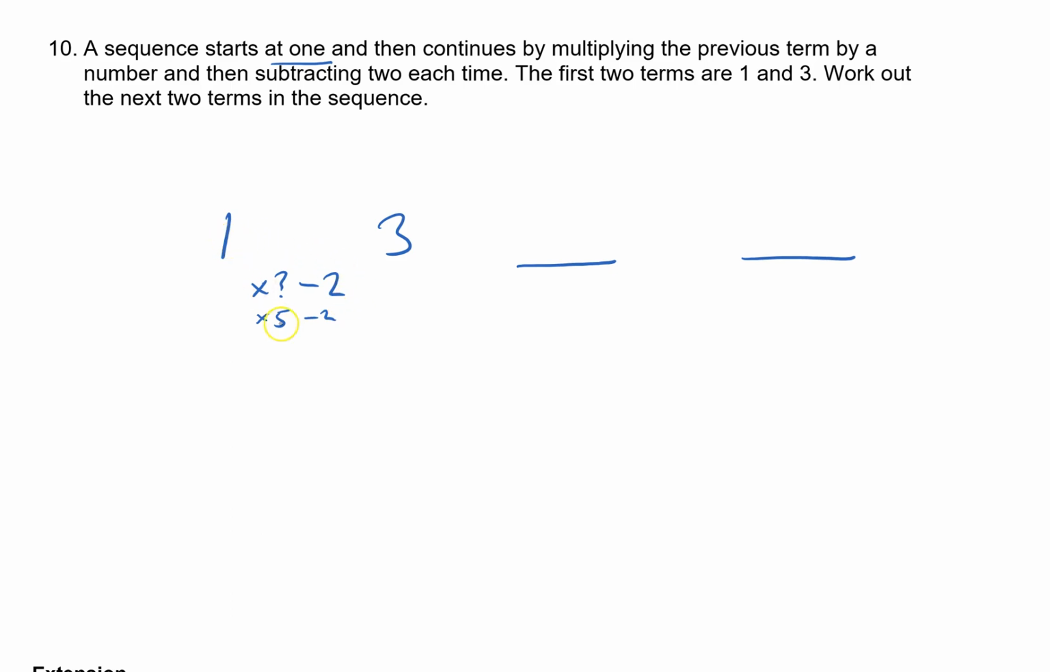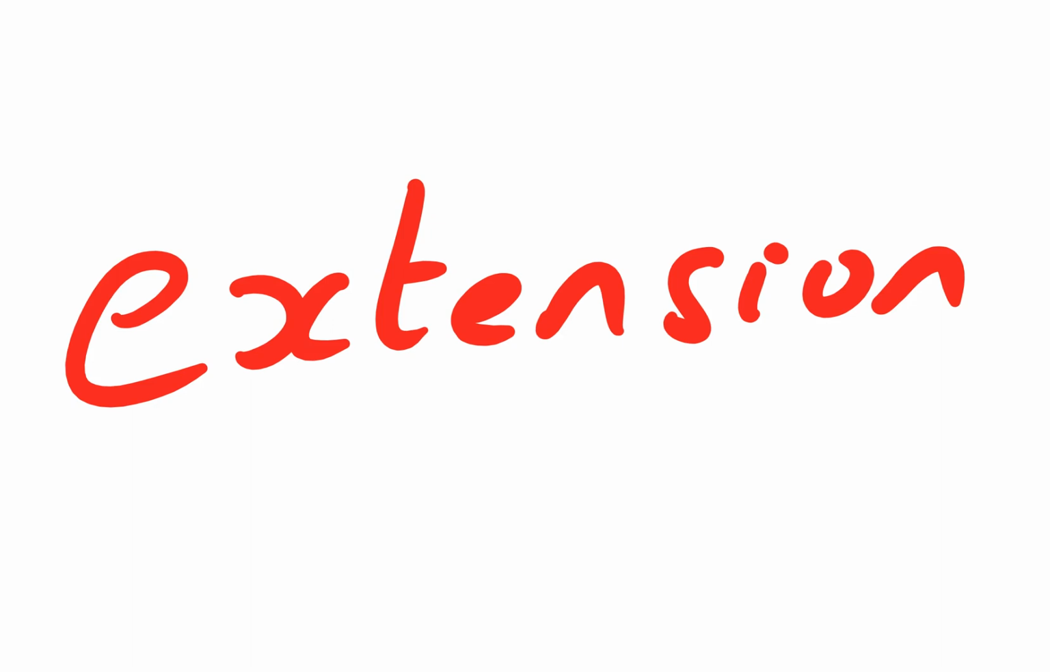Just check. 1 times 5 is 5. Take away 2 is 3. That's good. So I now know what the rule is. It's times 5, take away 2. So that'll be 15, take away 2 is 13. And I need to times that by 5 and then take away 2. 5 times 13, so it'll be 50, and 5 times 3 is 15. That's 65, take away 2, 63. And that's 10 done. And now onto the extension.